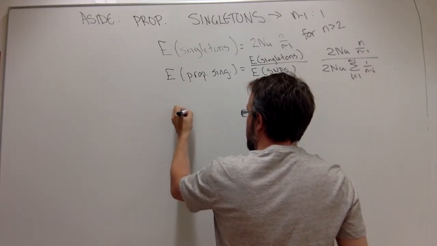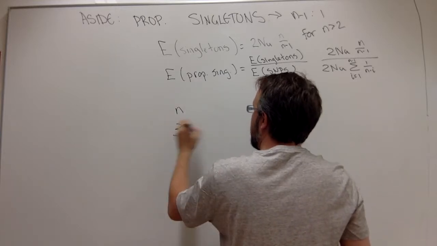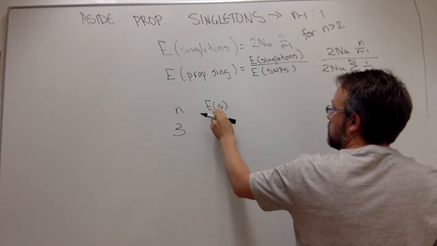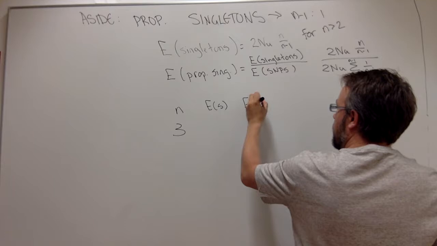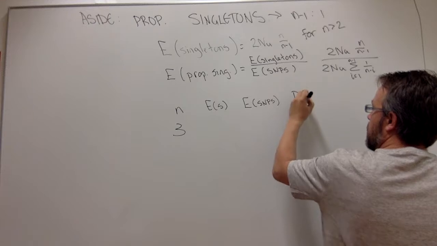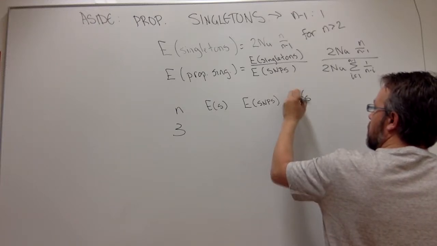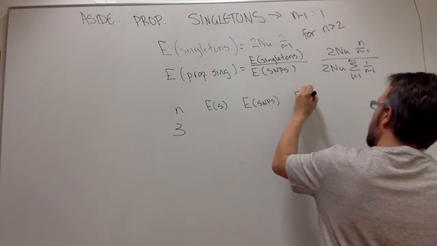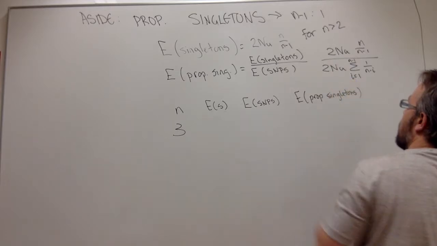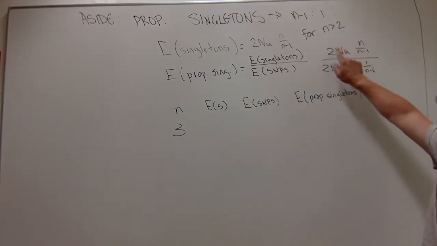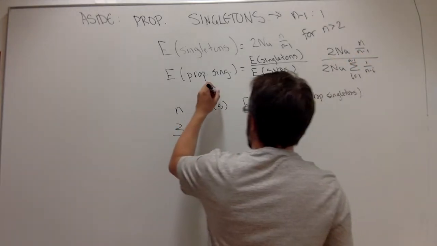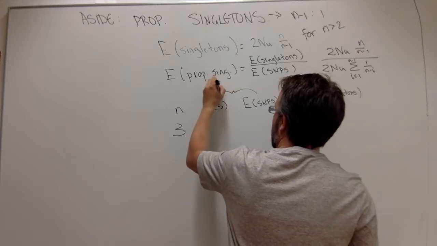So for n equals 3, we can just make a chart here with the expected number of singletons, expected number of SNPs, and the expected proportion of singletons. Let's make our lives easier, and we're just going to take out a 2nu term. So these will be all times 2nu.